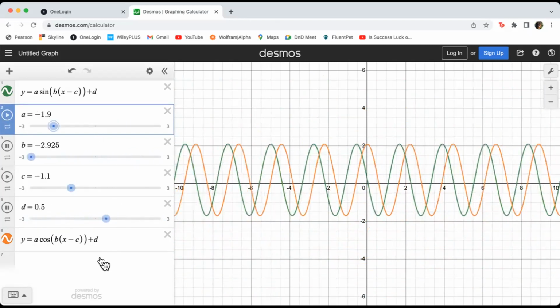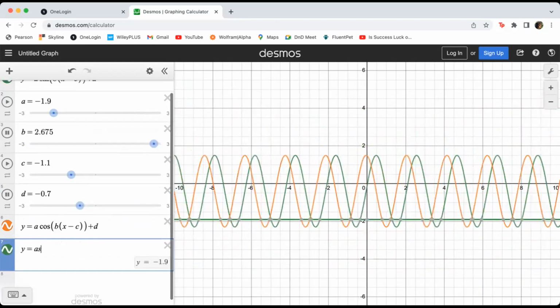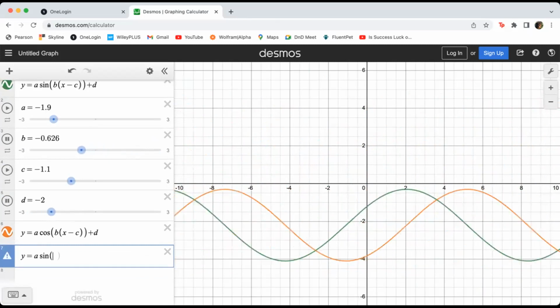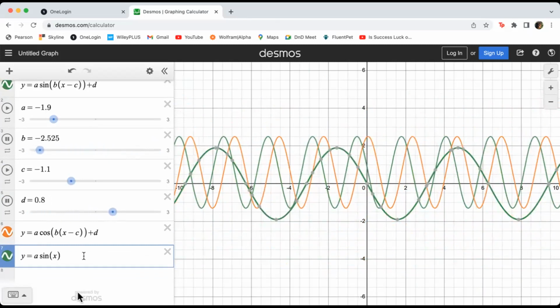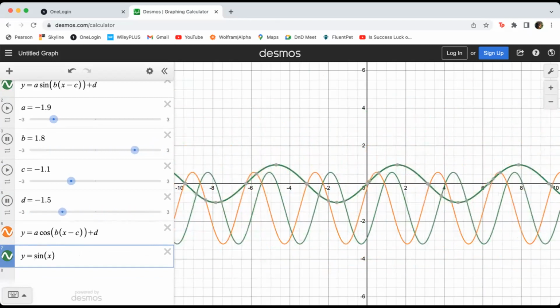If you just put in a letter when you type it in, so when you type in y equals a sine of x, it'll ask you if you want to add a slider, if you use a letter like K.